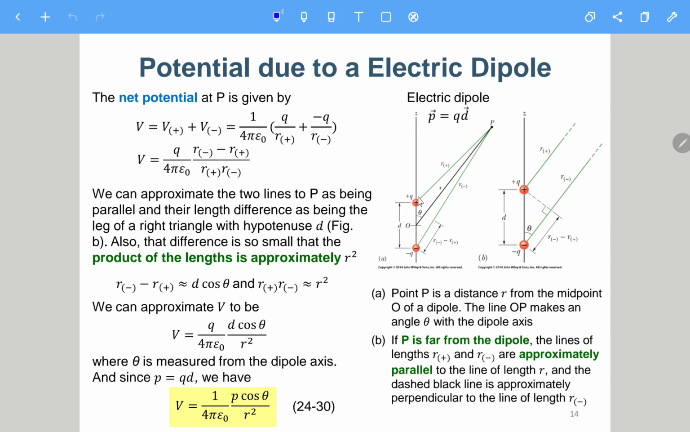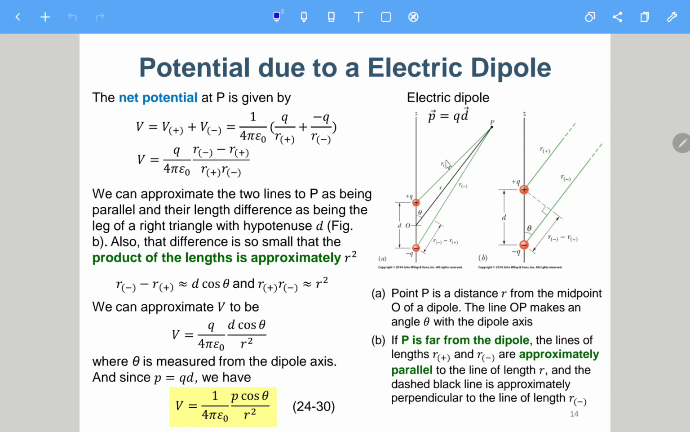As an electric dipole, they should have opposite signs of charge with the same magnitude. So one is positive q, one is negative q. The distance from the positive charge to point P is r plus, and the distance from the negative charge to point P is r minus. So we have q over r plus, and negative q over r minus. Okay, so we can just add them together.